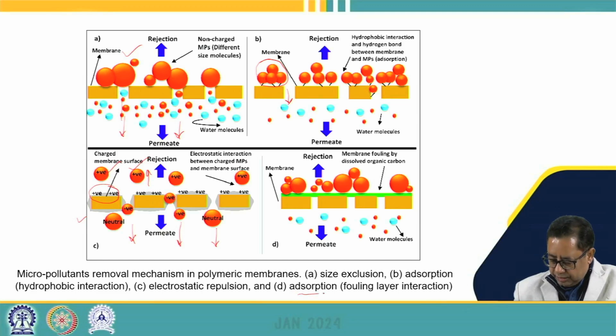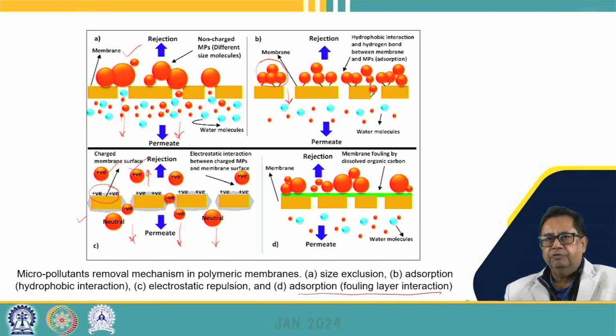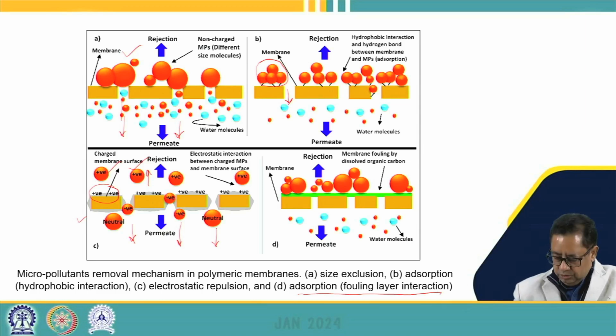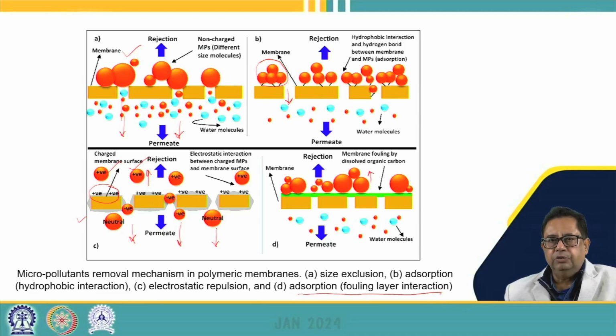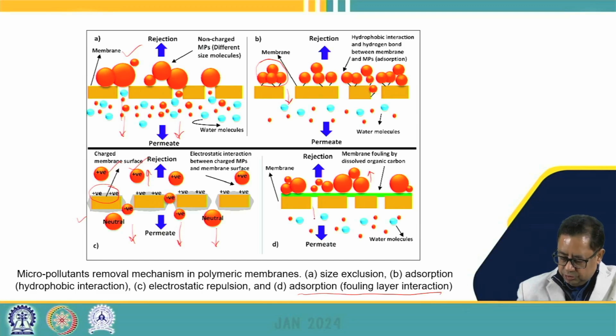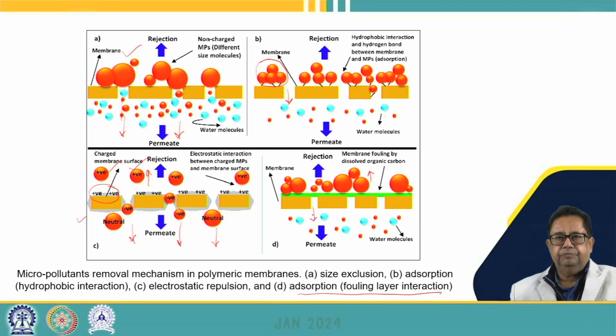Similarly, we can also have adsorption on the fouling layer when we are using the membrane for wastewater treatment processes. In that case, a layer of fouling may be deposited on the surface of the membrane, and this may lead to the adsorption of molecules which are similar in nature. Such adsorption may not allow certain particles, which cling to the surface of the fouling layer, to pass, whereas the rest of the molecules may be allowed to pass.